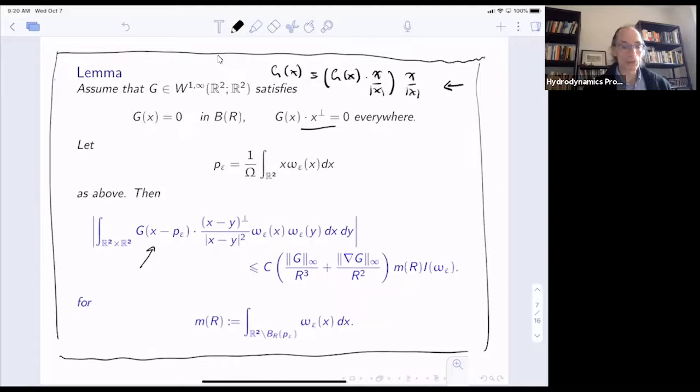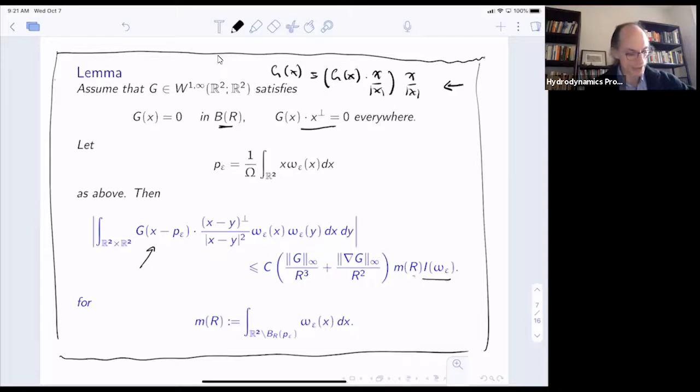And so it's controlled by, well, we have norms of G, natural enough. So this radius R appears, the radius of the ball in which G vanishes. And not surprisingly, if it vanishes on a smaller ball, that's more dangerous. Here we're looking at the distance from the center of vorticity, and getting closer to the singularity of the BSR kernel. And then what do we have here? Here we have the second moment. I like that. That's always over epsilon.